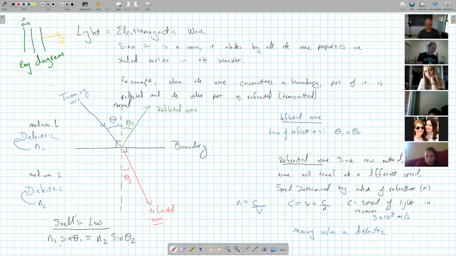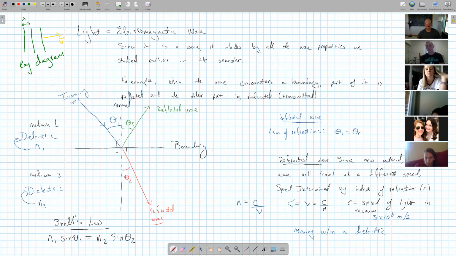Snell's law simply says that this index of refraction times the sine of this angle must be equal to this index of refraction times the sine of this angle. Right? So this is what we call Snell's law. Basically, light travels different paths inside of different mediums, because what light wants to do is minimize the amount of time it spends inside of the medium.